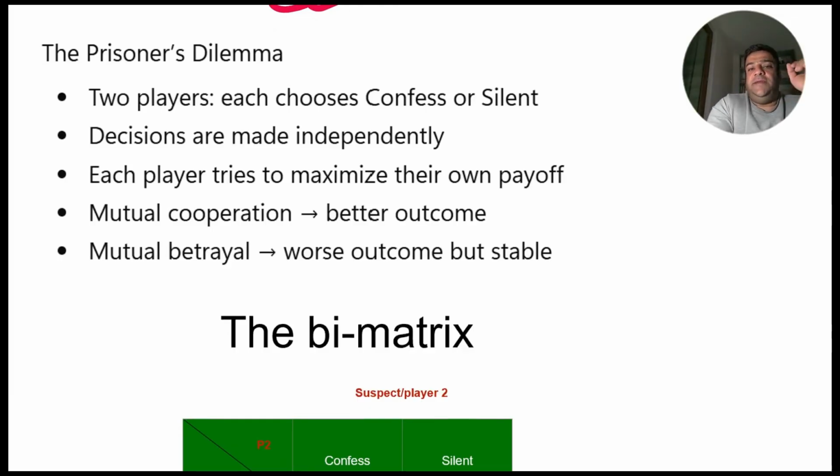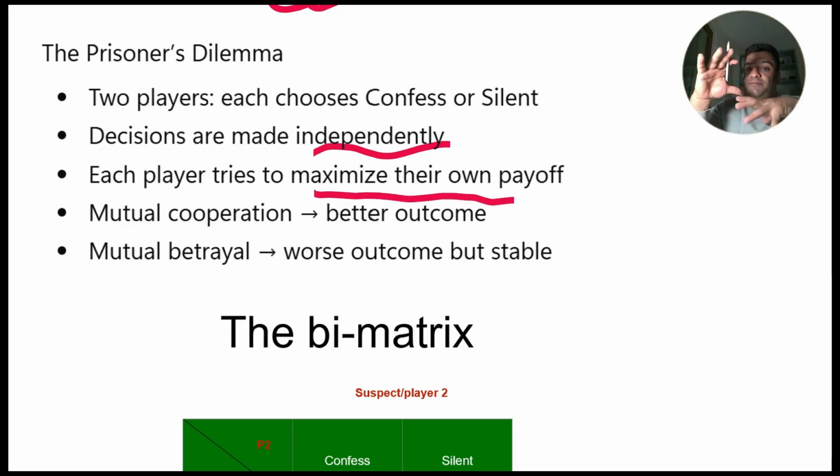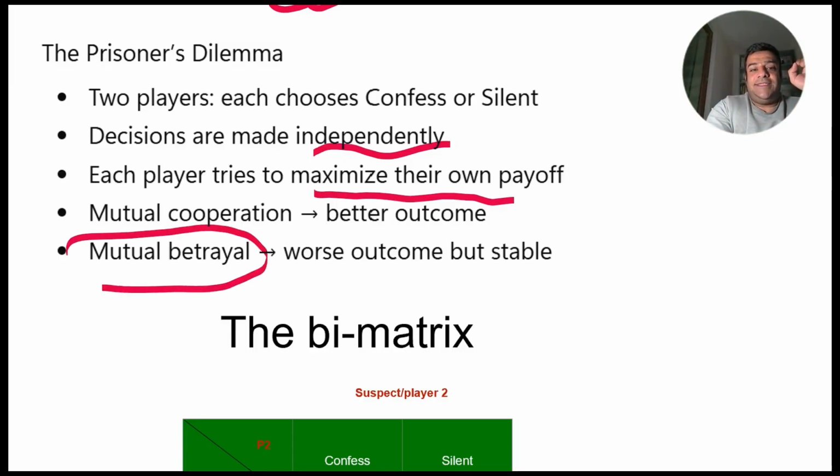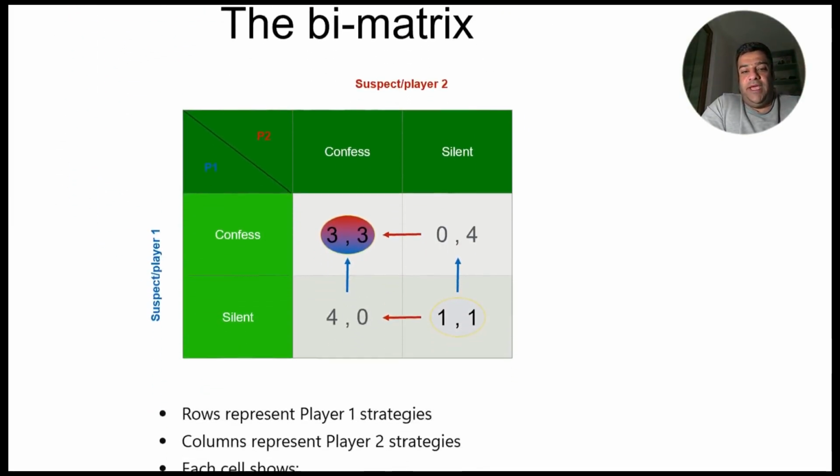The prisoner's dilemma is the first example of that. Consider we have 2 players. Decisions are made independently, each player tries to maximize their payoff, and mutual cooperation is the better outcome. But unfortunately, because the players don't trust each other, in the end they choose the worst outcome. I'm going to explain it better here.